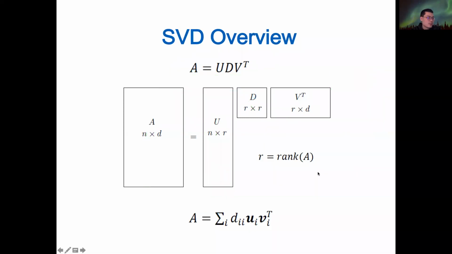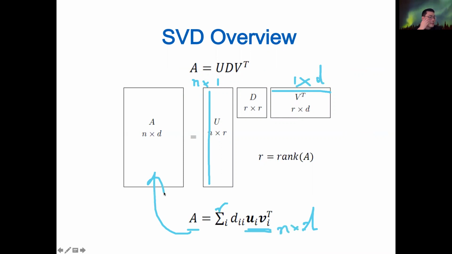Again, you can regard it like this. If you look at these two, Ui is n by 1, and Vi transpose is 1 by d. So this thing is an n by d matrix. We have R such n by d matrices that are added to generate this n by d matrix. So this is very similar to the eigendecomposition.